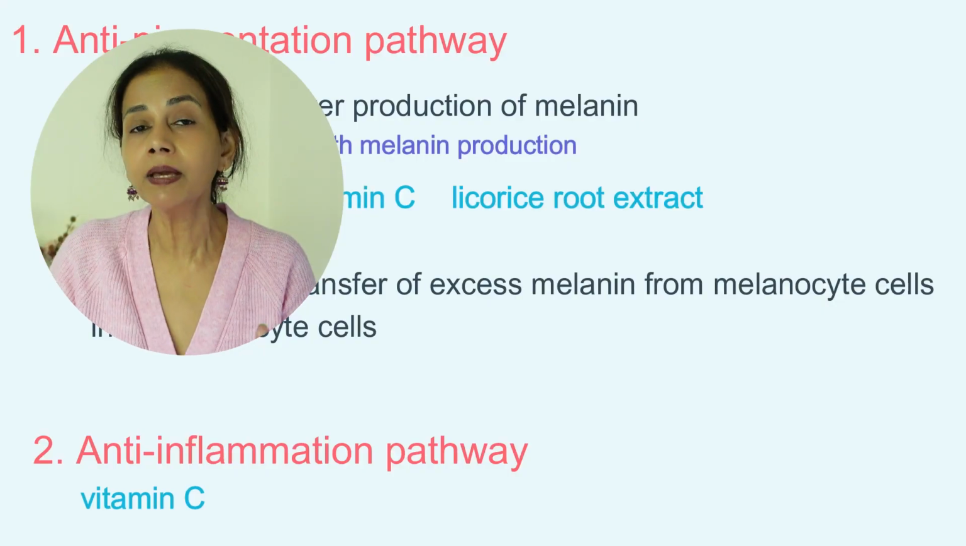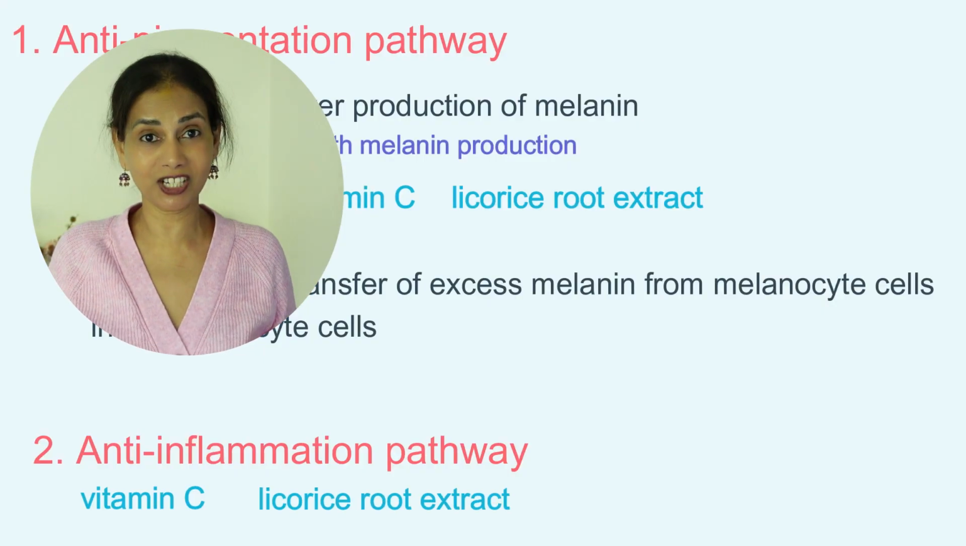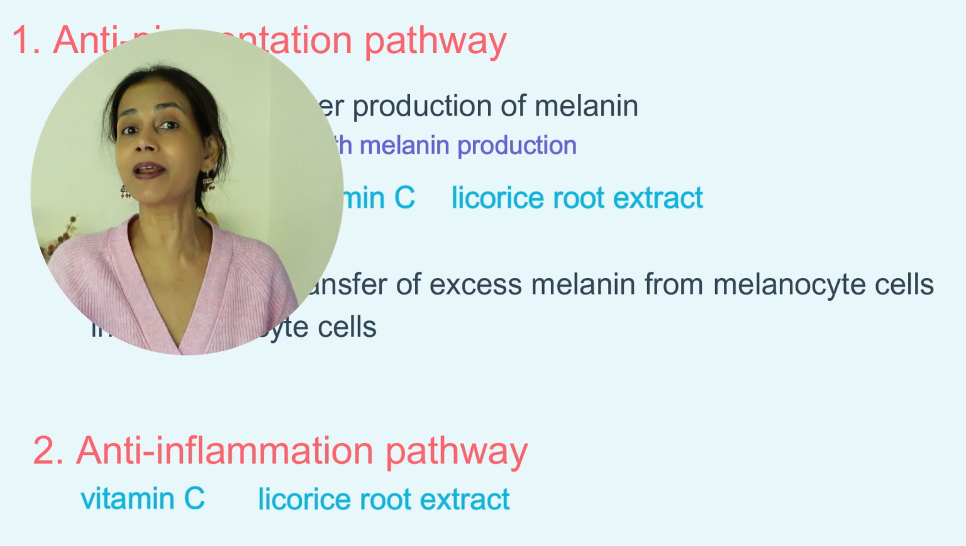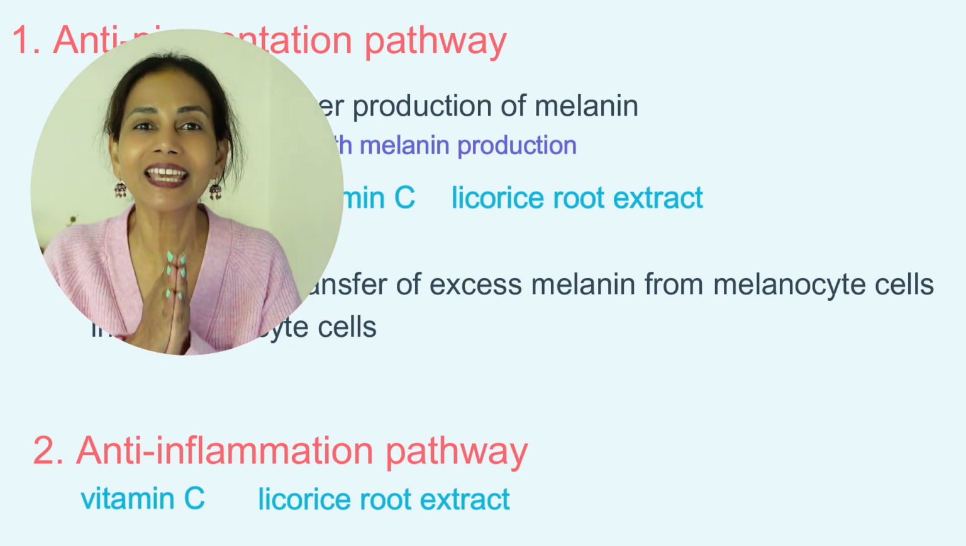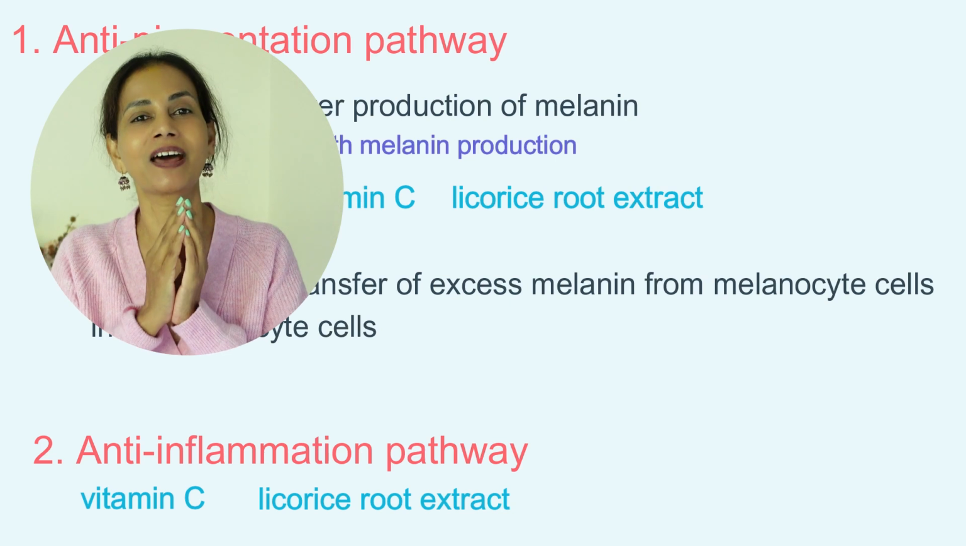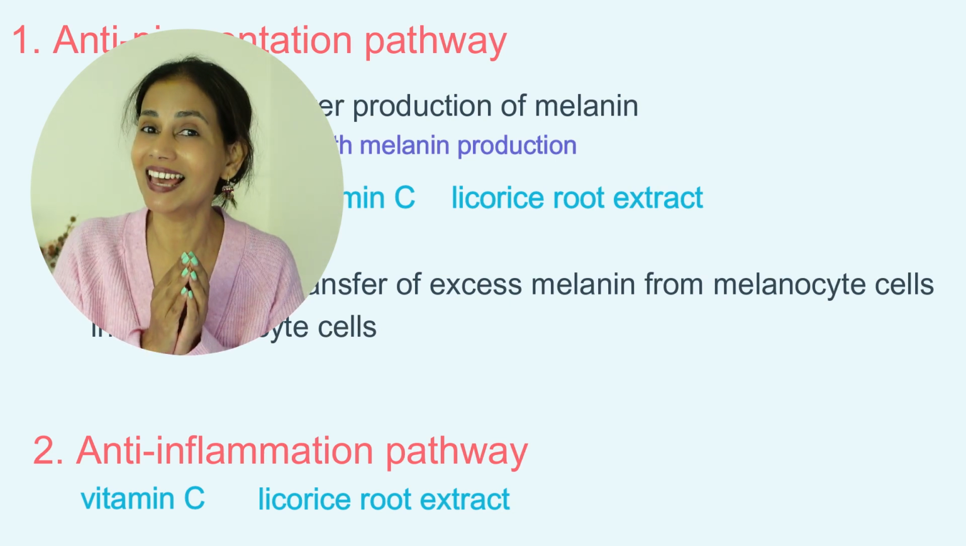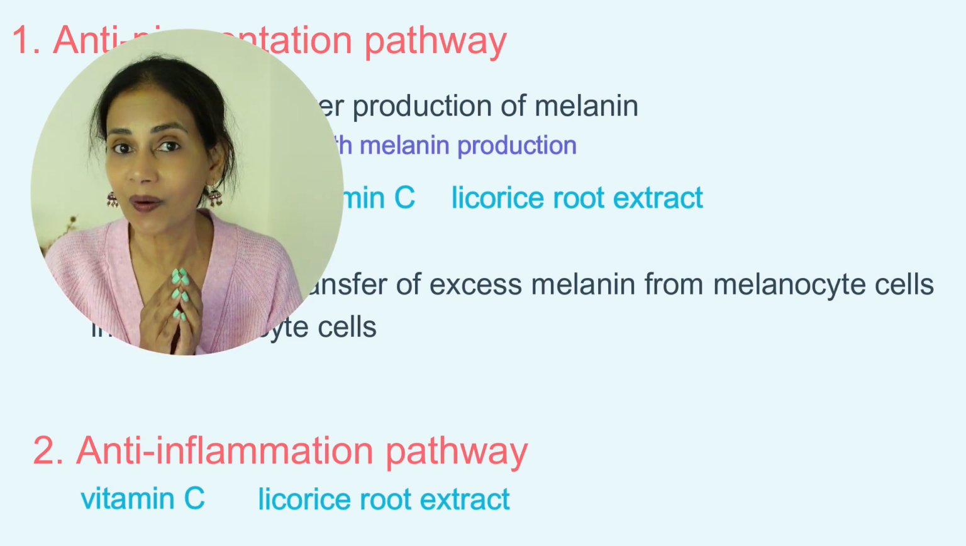The second way in which licorice root extract can help is because of its anti-inflammation property. So it's also going to bring that inflammation down, and any reduction in inflammation is going to result in less production of melanin, which means less hyperpigmentation or no hyperpigmentation. Okay. Licorice root extract is found in a lot of moisturizers and a lot of serums, but for it to actually tackle that pigmentation effectively, it needs to be used at around 10%.